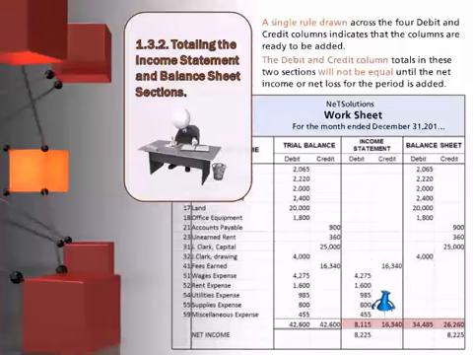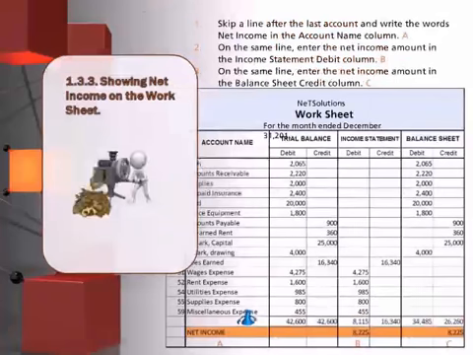To check the accuracy of the net income amount in the balance sheet section, subtract the total of the credit column from the total of the debit column. If the result does not equal net income, there is an error. Before continuing, you must find and correct the error. To find the error, check that the amounts from the trial balance section are extended correctly and that the totals of all columns are added correctly, showing net income on the worksheet.